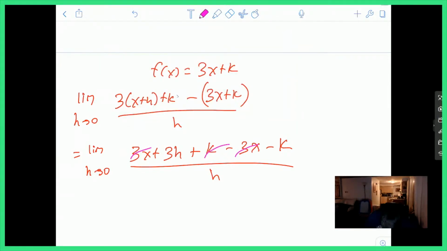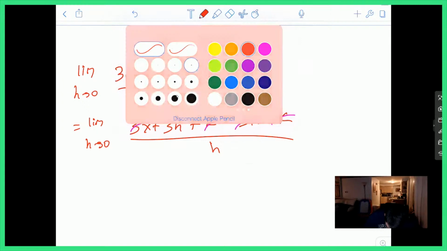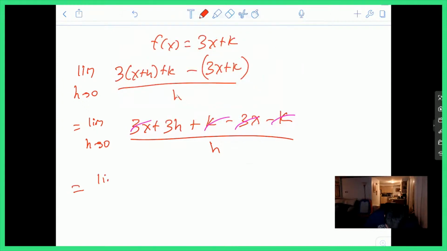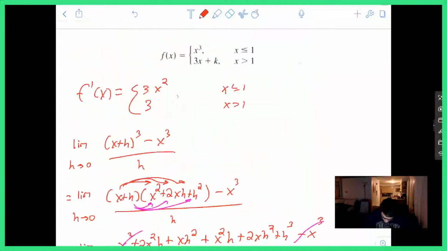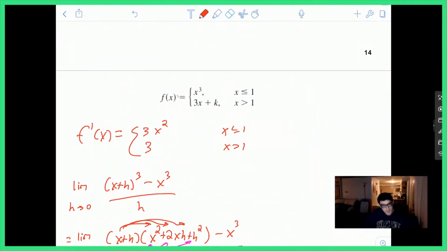Gone, gone, gone, gone. And I'm going to get limit as h goes to 0 of 3h over h, which is boom, boom, 3. And there's no x's left, or h's rather, to plug in that 0. So the derivative is 3. So I've confirmed both derivatives. So now I can officially work with my derivative.